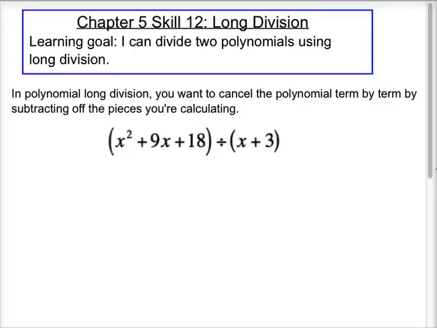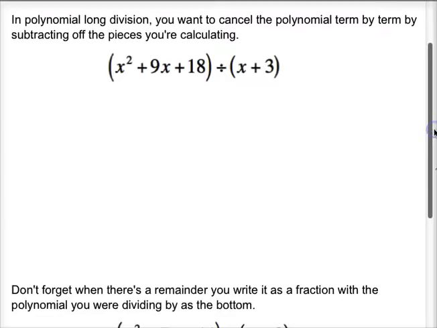Welcome back. So we're going to move away from solving polynomials into learning the different methods there are for dividing them. There are two methods for dividing polynomials. This first one you experienced back in the ninth grade, called long division. Recall that for long division, you take what you're dividing by and put that on the outside, and what's being divided goes on the inside.